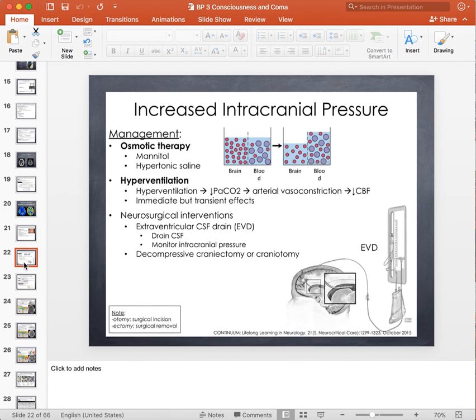So what do we do about this? There's conservative management, and then there's neurosurgical interventions, which are really the definitive way to solve this problem.